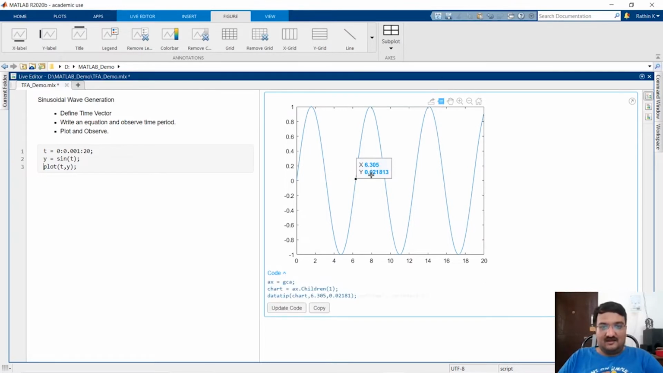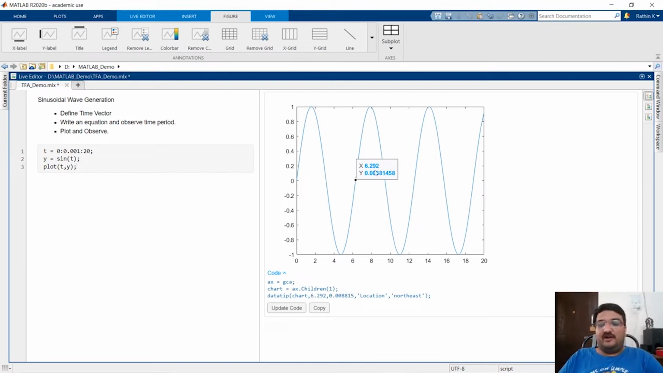Somewhere here, so around 6.3. Okay, around 6.3 it is 0. If I can drag it a little to get more precise, you can see 6.29. So all this thing, we all know that a sine wave's time period is 2 pi.